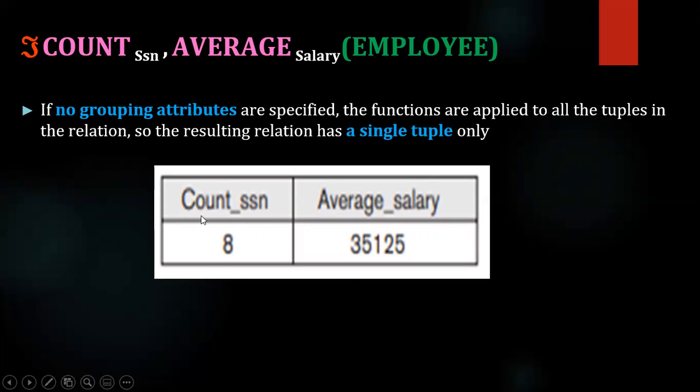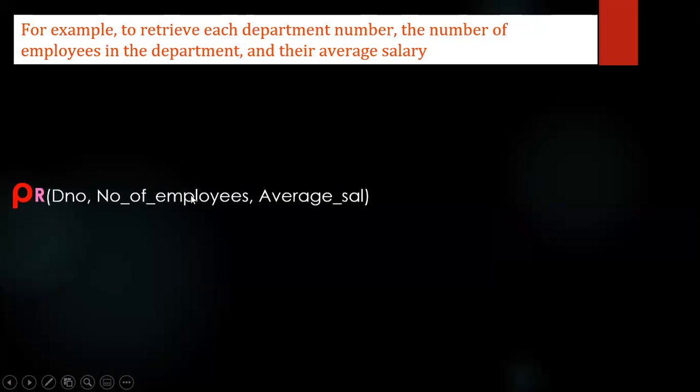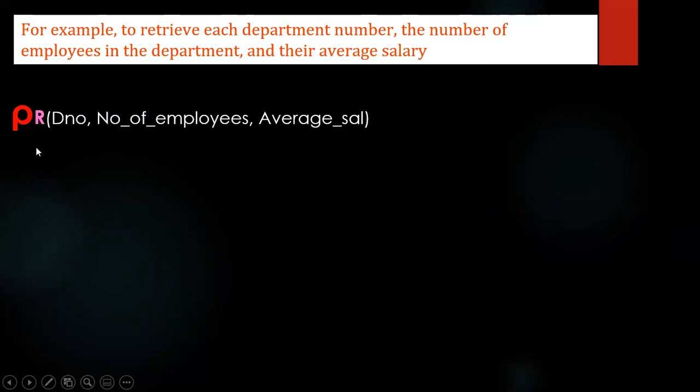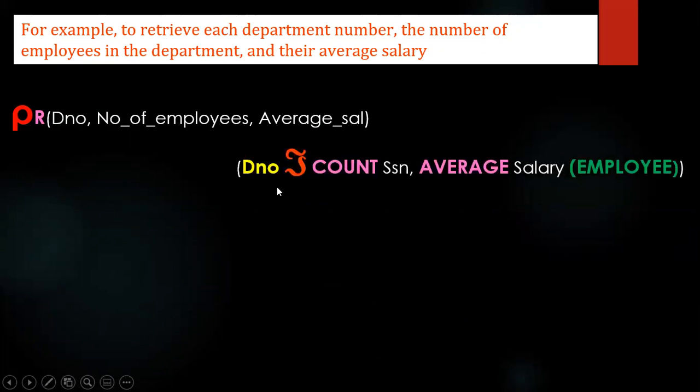But if you want to give a new name, any name which you prefer, then we can use the rename operator. For example, here I want to give names like what I have done here: same counting the number of employees and average salary, but here I have used a grouping attribute. The grouping attribute is department number, so it will count the number of employees in each department and the average salary of the employees for each department. So department-wise it will count the employees and display the average salary.